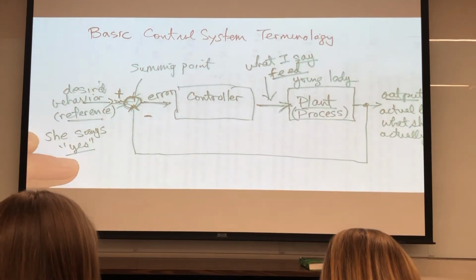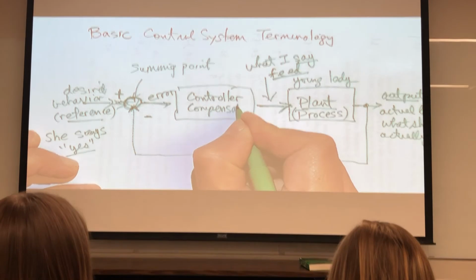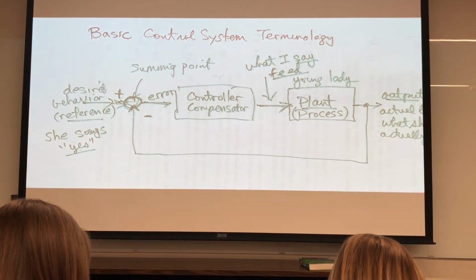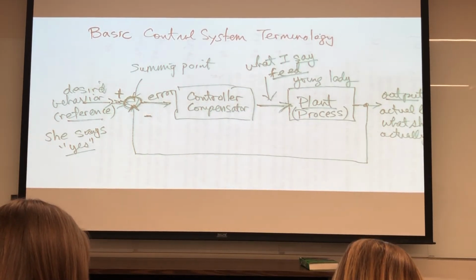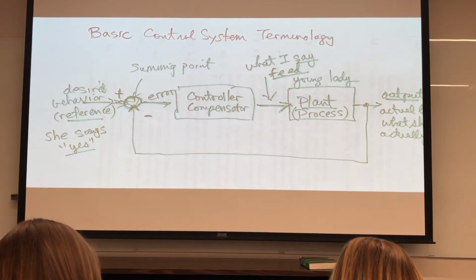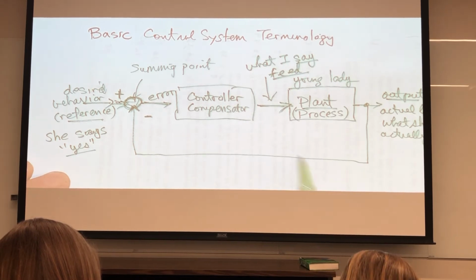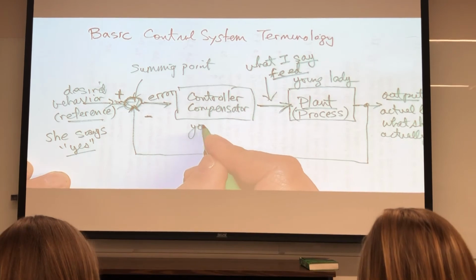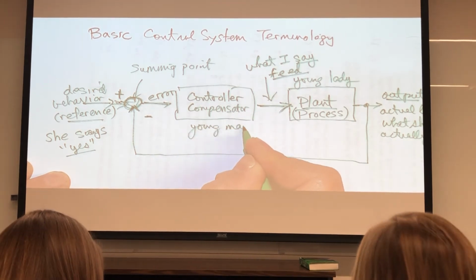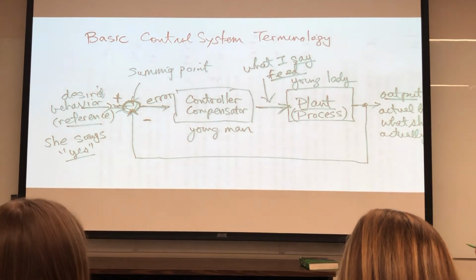Some people will say this is the compensator. These are synonymous terms, the controller and the compensator. And in the context of this discussion, the dating scene, this is the young man. The young man is the controller. You, young man, have a choice of what you're going to say and do.